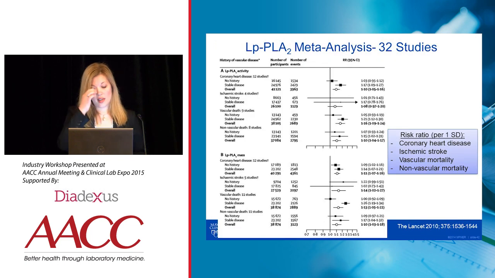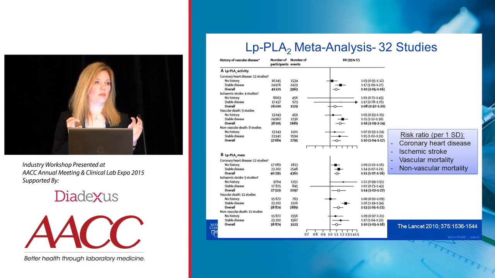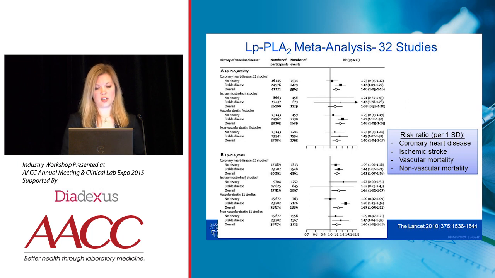Now, one meta-analysis that's really nice when you're trying to compare the two assays against each other is this meta-analysis in Lancet that was published several years ago. It looks at 32 separate studies and nicely separates the data depending on which assay was used. So either the activity of the enzyme was measured or the concentration was measured, by several different assays within each class, but it's nice that it's separated by either activity or mass here.